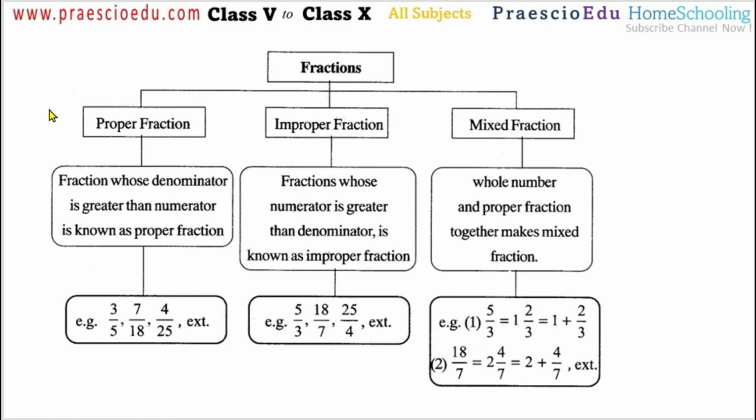So what we have learned here is that fractions have three main types. The first type is the proper fraction, then the improper fraction, and then the mixed fraction. A proper fraction is one whose denominator is greater than the numerator. An improper fraction is one where the numerator is greater than the denominator. We have already seen some examples. A mixed fraction is a whole number and a proper fraction together, for example 1 and 2 upon 3. These are the main types.